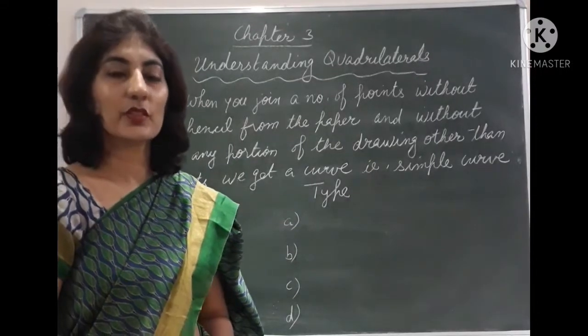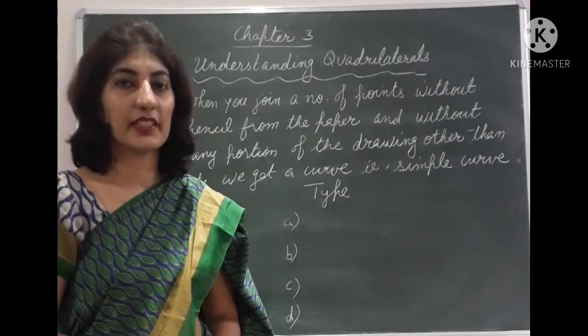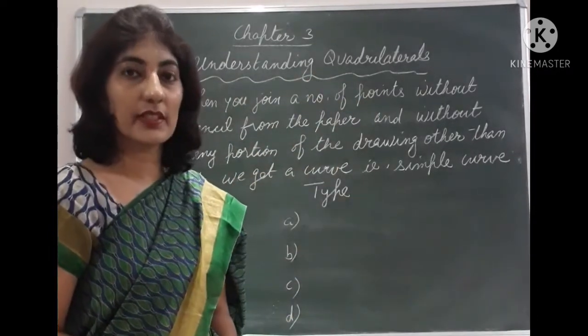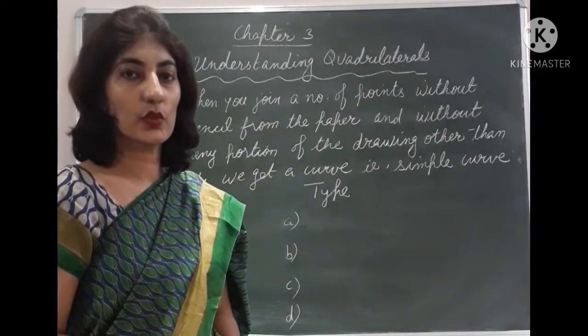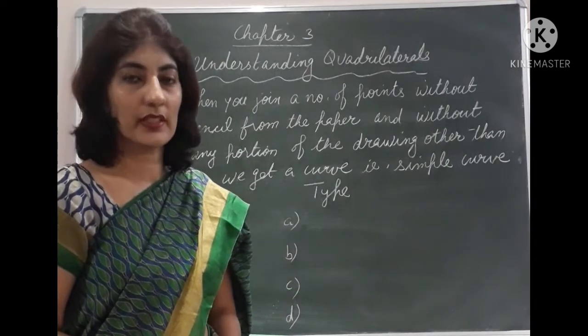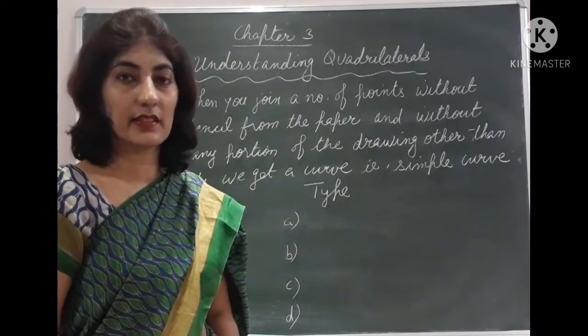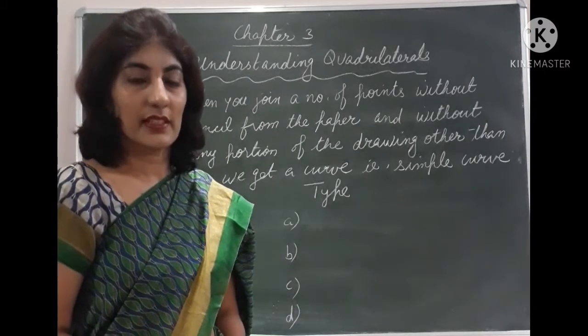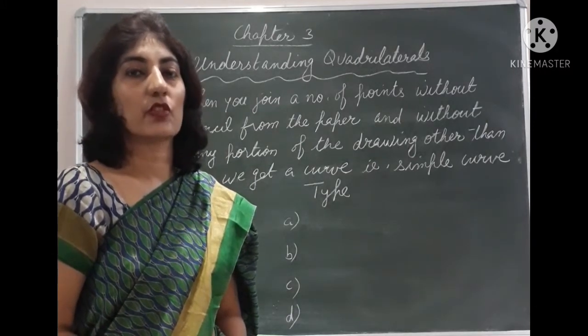Good morning students. Today we are going to start a new chapter, that is chapter 3, Understanding Quadrilaterals. You can see quadrilateral, it is a polygon with four sides. So we will learn more about quadrilaterals, its parts, its adjacent sides, opposite sides, about the diagonals and many more things. Let us start the chapter with a definition of a curve.